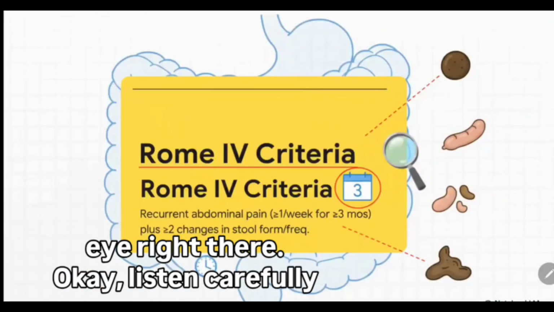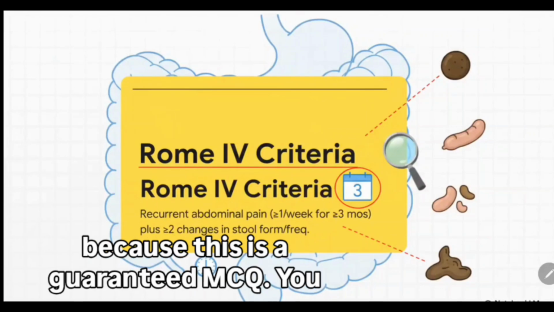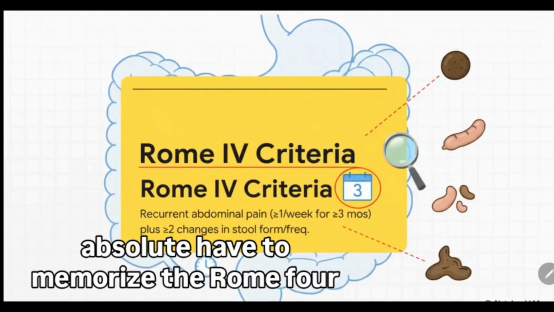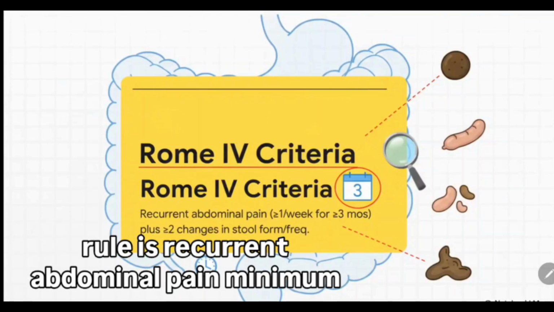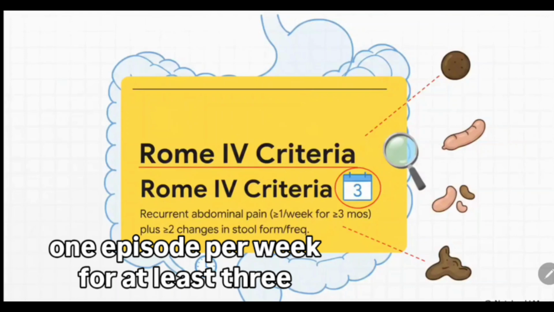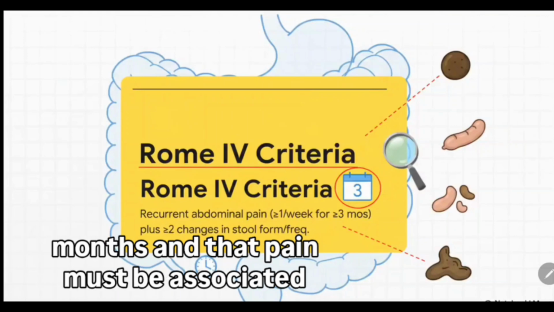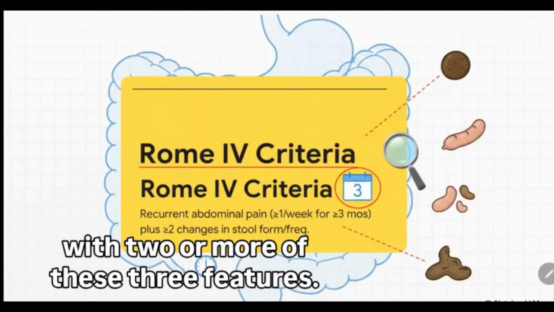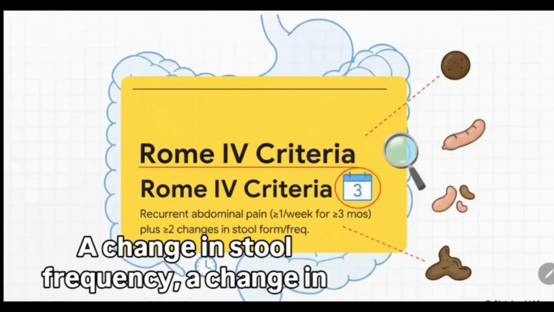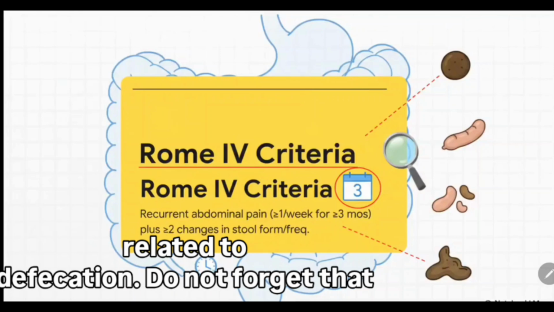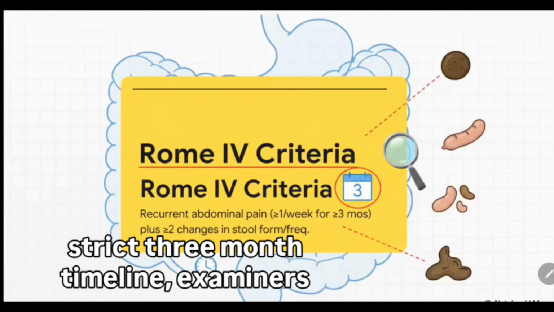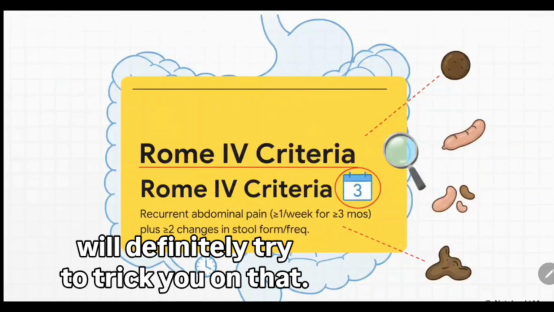Okay, listen carefully because this is a guaranteed MCQ. You absolutely have to memorize the Rome 4 criteria to officially diagnose IBS. The rule is recurrent abdominal pain, minimum 1 episode per week for at least 3 months, and that pain must be associated with 2 or more of these 3 features: a change in stool frequency, a change in stool form or appearance, or the pain is related to defecation. Do not forget that strict 3-month timeline. Examiners will definitely try to trick you on that.